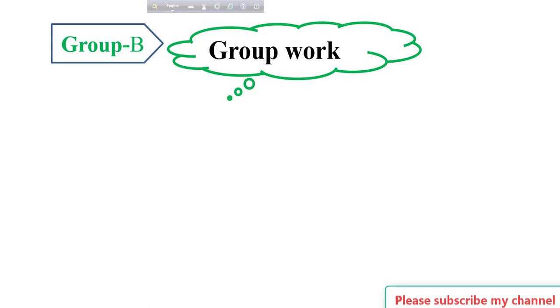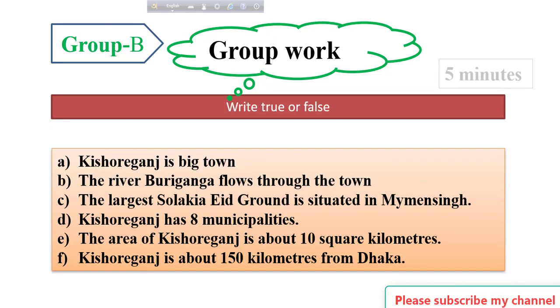Group B, get ready. You also get 5 minutes. Write true or false. It's most important. With the reading of the passage, you know about the text, and now you will write true or false. A, Kishoreganj is a big town. B, the river Buriganga flows through the town. C, the largest Eid ground is situated in Mymensingh. D, Kishoreganj has 8 municipalities. E, the area of Kishoreganj is about 10 square kilometers. F, Kishoreganj is about 150 kilometers from Dhaka.